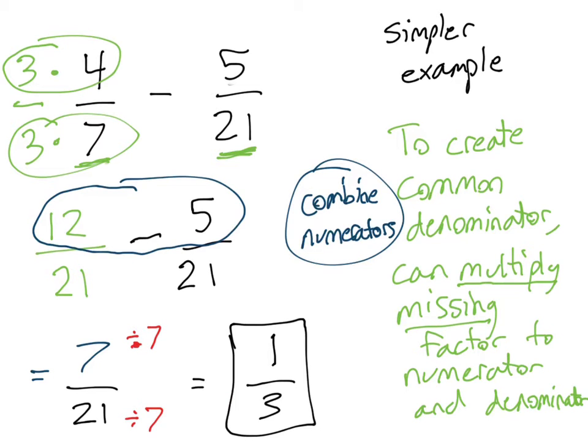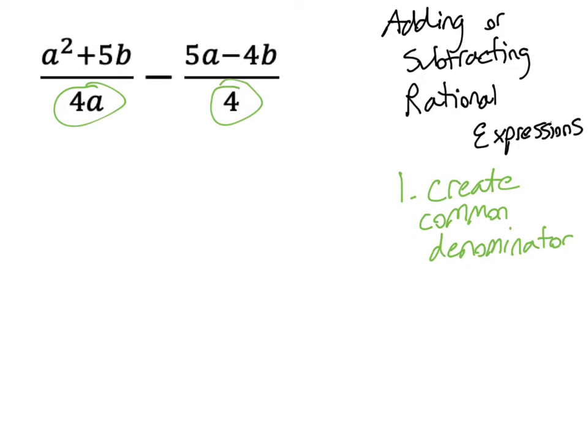So to recap, what we did there is first we created common denominators of these fractions, and then after that we combined the numerators together, and finally we checked to see if it was possible to simplify our final answer. Let's return to this more complicated rational expression and see how we can subtract these.